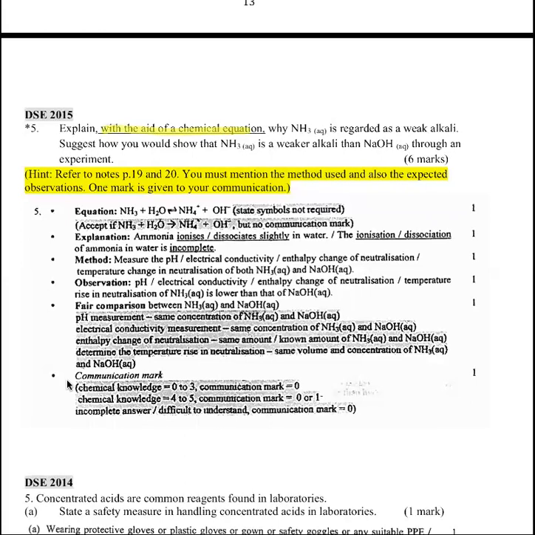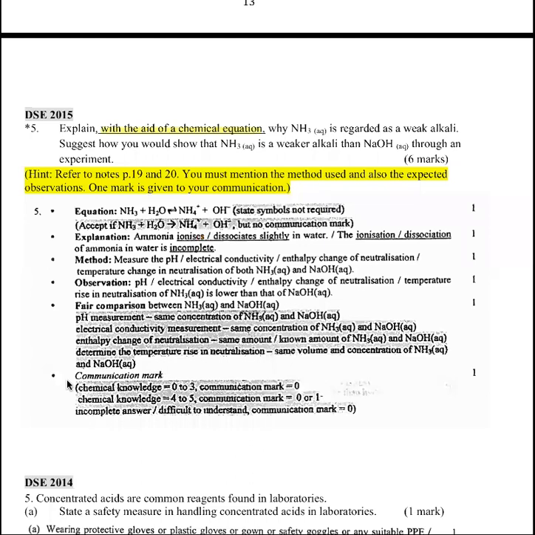Don't forget that part. And then you need to design a test that can show ammonia solution is a weaker alkaline than sodium hydroxide. So for this question you need to do two parts. First, explain why ammonia solution is a weak alkaline. So you got the equation. Remember to use a reversible sign to indicate it's a reversible reaction. And then your explanation needs to include the keywords partially or slightly ionize or dissociate in water.